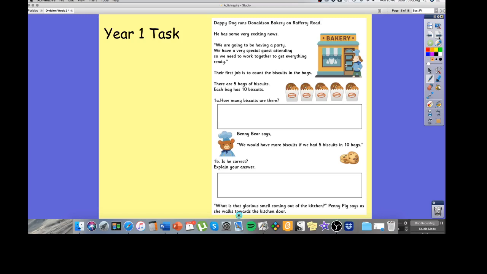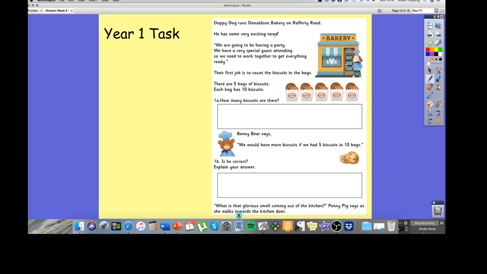Okay, so I'm going to go through the first question on both sheets. So I apologise, year ones, if you've got the year two sheet, you might want to just fast forward a little bit or just listen in anyway. So it says, Dappy Dog runs Donaldson's Bakery on Rafferty Road. That's got nothing to do with our question at the moment, so I'm going to carry on.